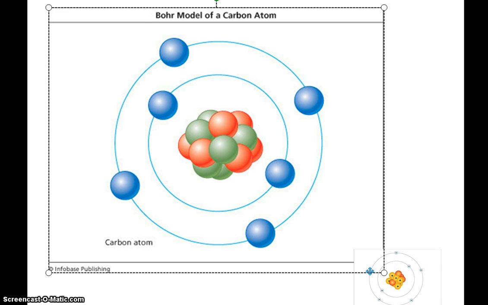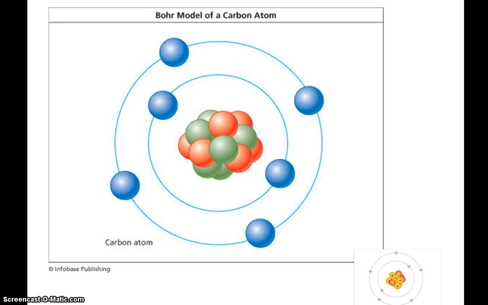So when we look at a carbon atom, carbon has 6 electrons. So how many electrons would go on the inner shell? Well, we can only fit 2. So we've got, in this case, let me get red, 1 and 2. So there's 2 on the inside. And that leaves us 4 to go on the outside. So it would have 1, 2, 3, 4 valence electrons.